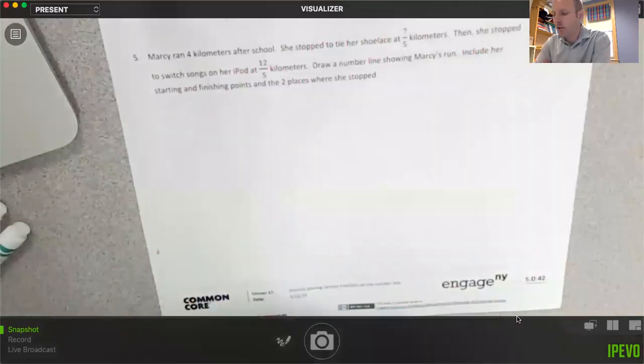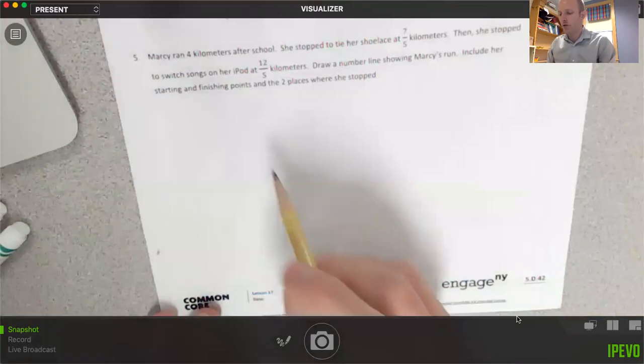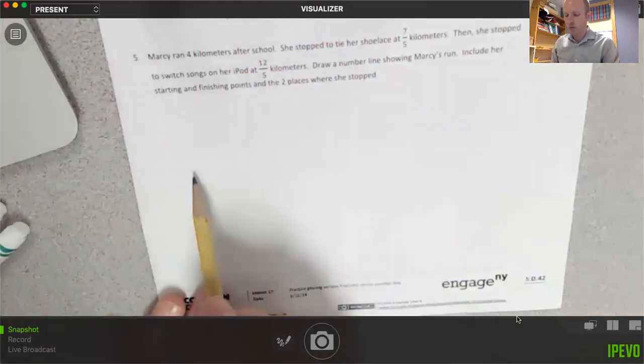Marcy ran 4 kilometers after school. She stopped to tie her shoelace at 7/5 kilometers. Then she stopped to switch songs on her iPod at 12/5 kilometers. Draw a number line showing Marcy's run. Include her starting and finishing points and the 2 places where she stopped.